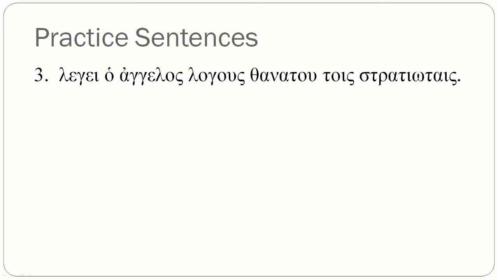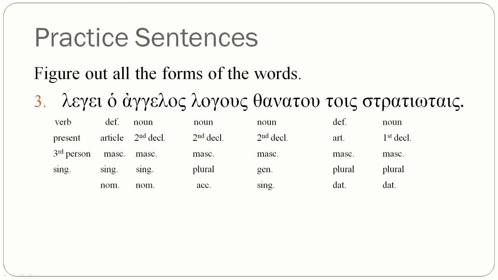All right, next sentence here. Lego ho angelos. Remember those two gammas, you pronounce that ng, like an ng sound. So, lego ho angelos, logous thanatou, tois stratiotais. First thing that we want to do, let's figure out all of the forms of the words here.